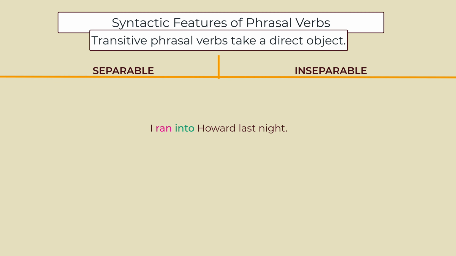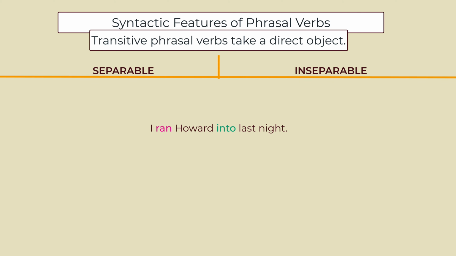Let's look at some examples. I ran into Howard last night. Here we have a transitive phrasal verb. Ran into who? Ran into Howard. Howard is the direct object. Now, let's place Howard before the particle, before into. I ran Howard into last night. Does this sound okay? This does not sound natural.